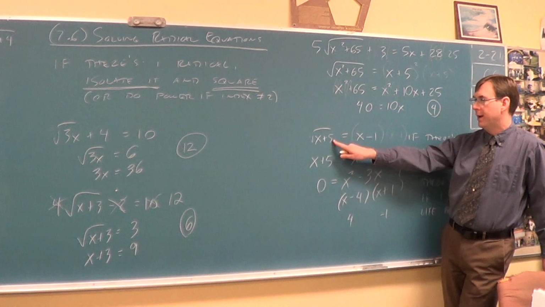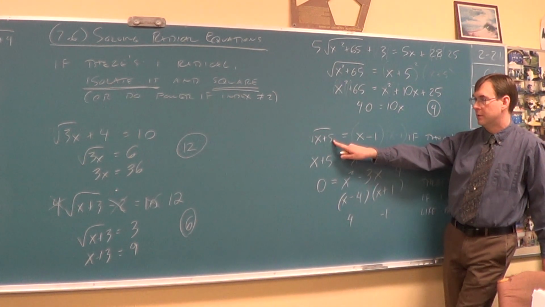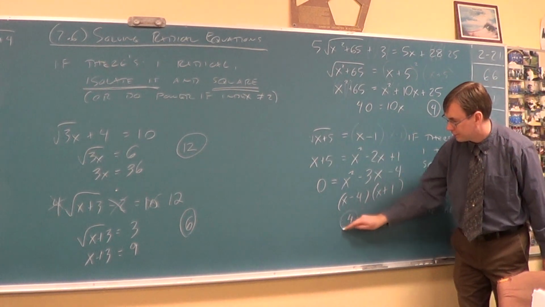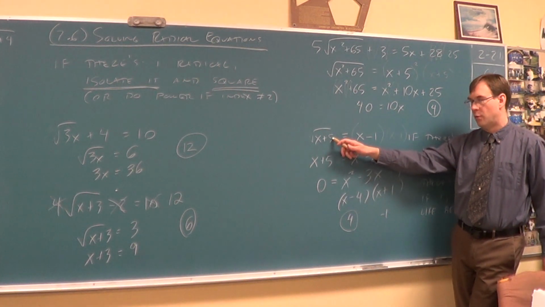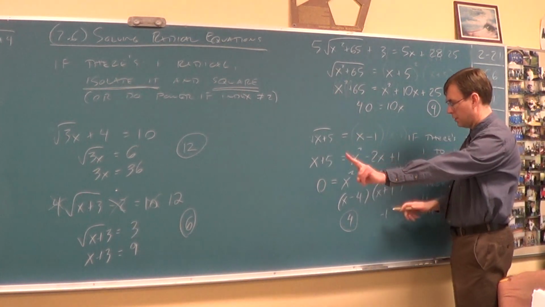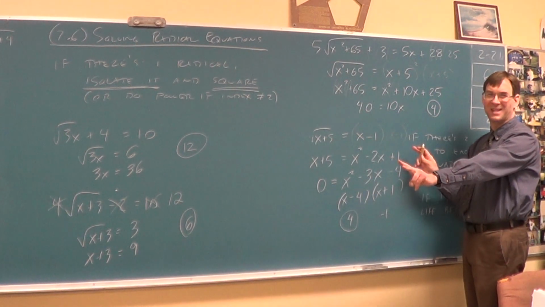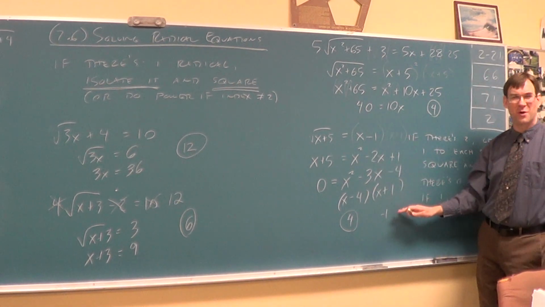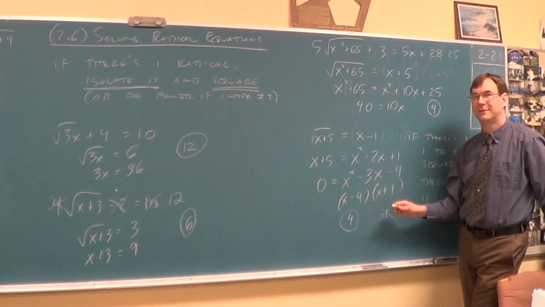If I put the 4 in, 4 plus 5, 9, rooted, 3. 4 minus 1, 3. That works. Negative 1 adds 5, 4. Rooted, 2. Put the negative 1 over here. It's negative 2. Is that okay? No. Why was it close to okay then?